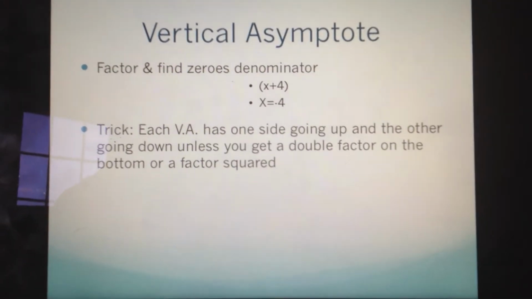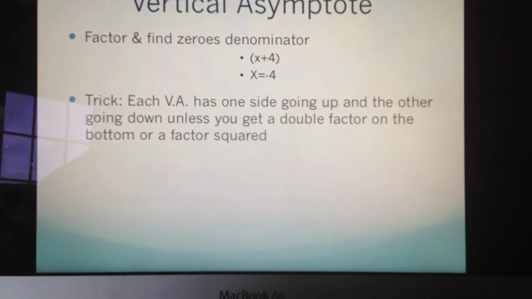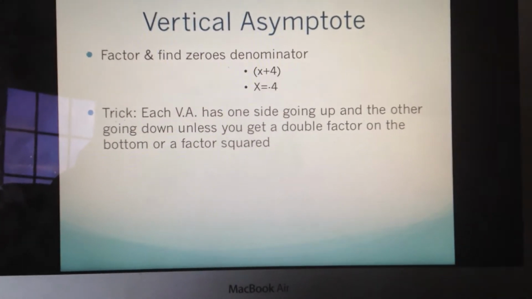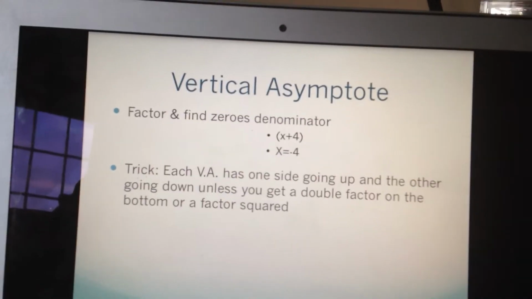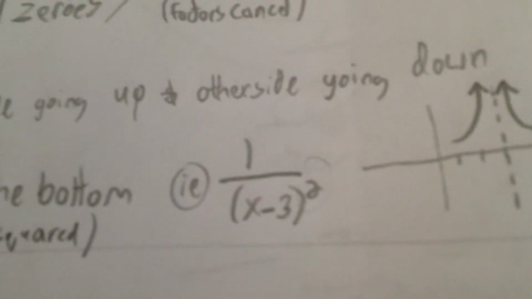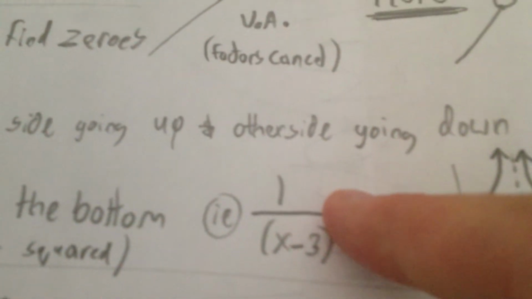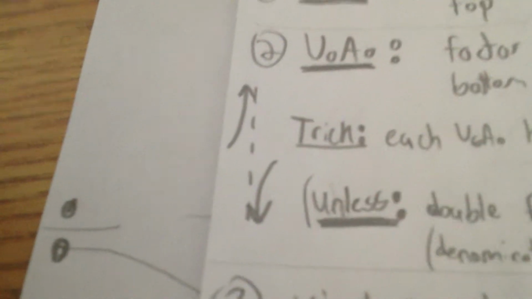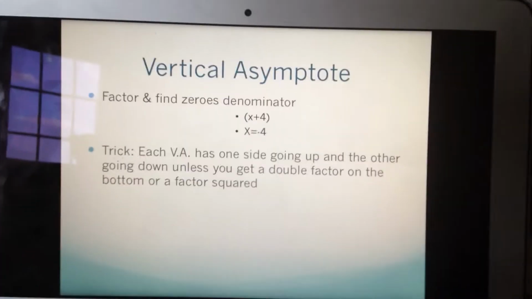Okay. A trick for this is each vertical asymptote has one side going up and the other going down, unless you have a double factor on the bottom or a factor squared. What I mean by this is if you look over here, that's a factor squared on the denominator, and that means that they will end up going like that. But if you just had that x minus 3 over there without this, then you would have something like that, okay, on the left side with the arrows, or vice versa, okay? And that's a good trick to remember for vertical asymptotes.